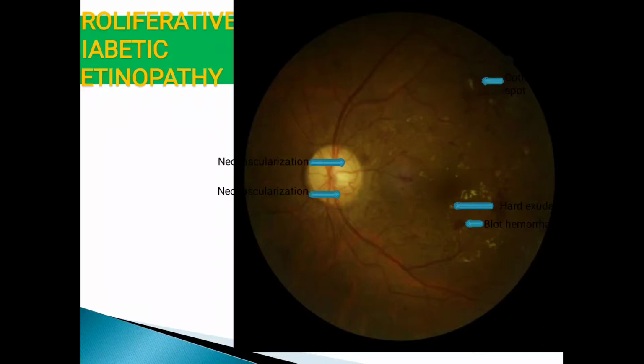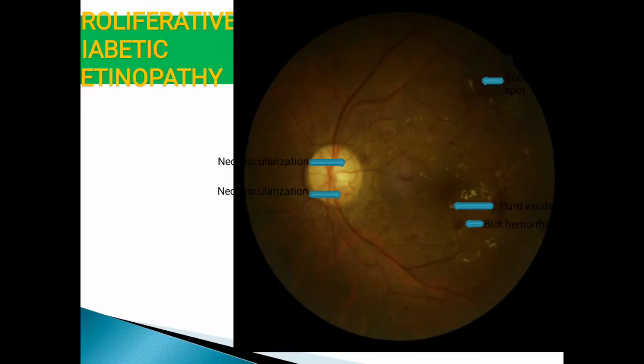These new blood vessels will always be raised from the surface. They will be seen as going into the vitreous, whereas the normal blood vessels are flat. They are not raised above the surface. So that is how we can distinguish between NVD and normal retinal blood vessels.